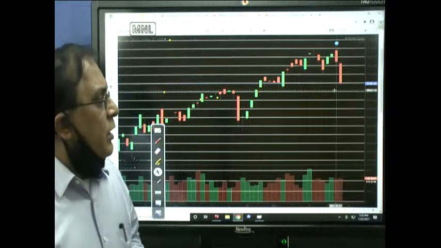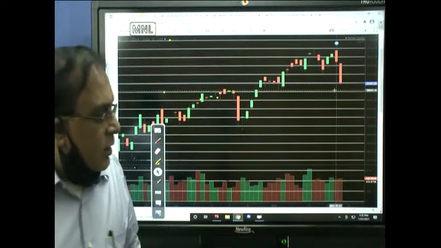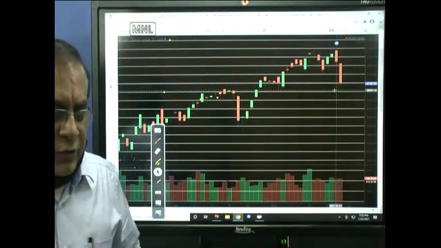So now this is 31,000, 33,000 as far as Bank Nifty is concerned. So this is how open interest is to be thought of.